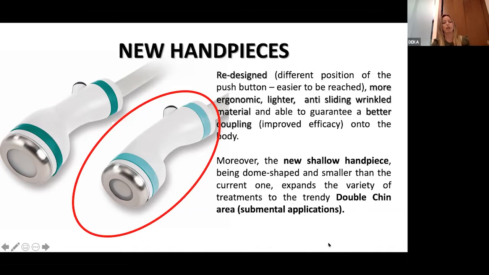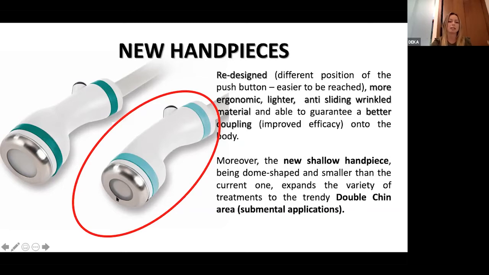In particular with the shallow one, I strongly recommend using just this handpiece for treating the double chin area for two reasons. One, because the shallow handpiece has less penetration. You know that the double chin area is a very sensitive part, so we have many glands. So be careful not to work too deep in the tissue. I remind you that we have only 7 mm penetration. So I strongly recommend using it when you want to treat the double chin area.